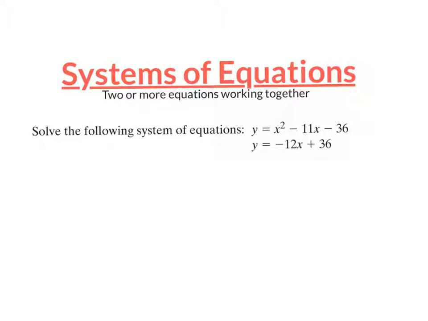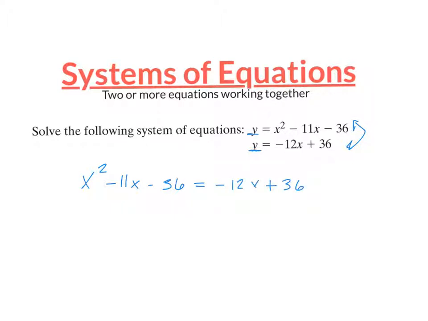The first method I'm going to show you is just setting the equations equal to each other. If you notice, both these equations are equal to y. Because they're both equal to y, they have the same output, which means they would result in the same answer. So you can set these two things equal to each other because they would have the same result. So x squared minus 11x minus 36 can be set equal to negative 12x plus 36.